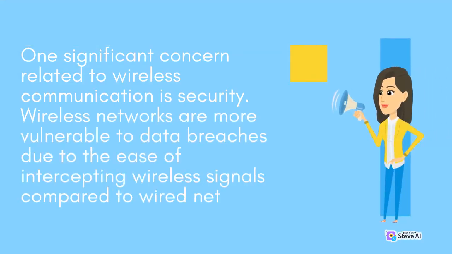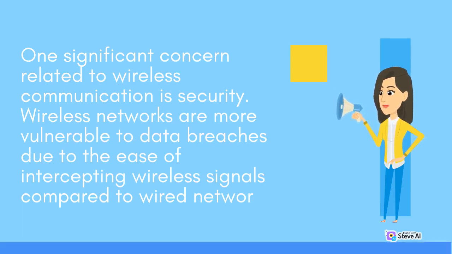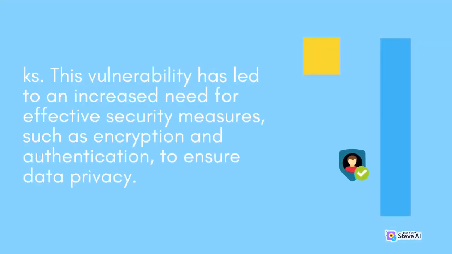One significant concern related to wireless communication is security. Wireless networks are more vulnerable to data breaches due to the ease of intercepting wireless signals compared to wired networks. This vulnerability has led to an increased need for effective security measures, such as encryption and authentication, to ensure data privacy.